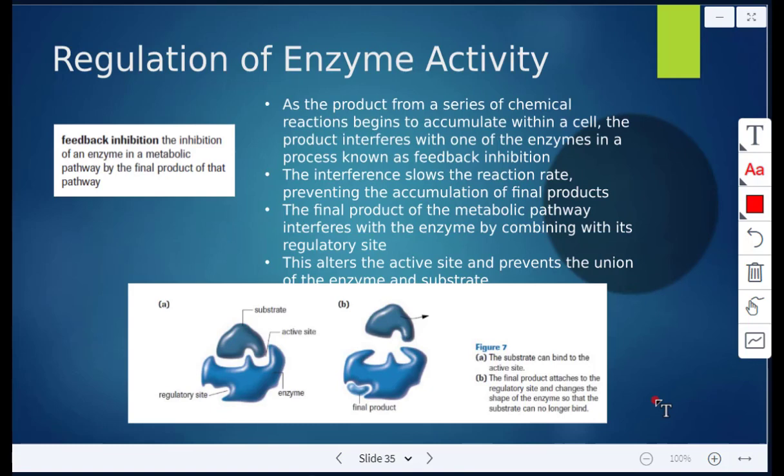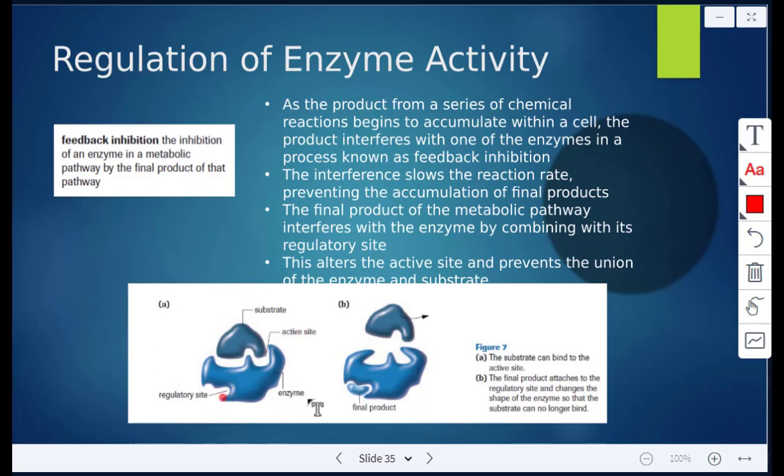All right, and as the product from a series of chemical reactions begin to accumulate within a cell, the product itself interferes with one of the enzymes in a process known as feedback inhibition. And the interference will slow down the reaction rate, preventing the accumulation of final products. The final product of the metabolic pathway interferes with the enzyme by combining with its regulatory site. This alters the active site and prevents the union of the enzyme and the substrate.